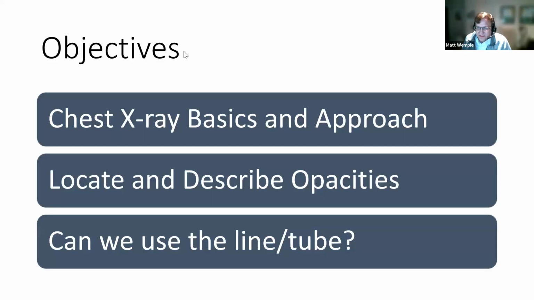Okay, so the objectives today. We're going to talk about some chest X-ray basics and the approach you might want to take to look at a chest X-ray, kind of a systematic approach. We want to talk about how to locate and describe opacities, and then we'll spend some time looking at lines and tubes, which come up all the time when you're in the ICU and on the floors.